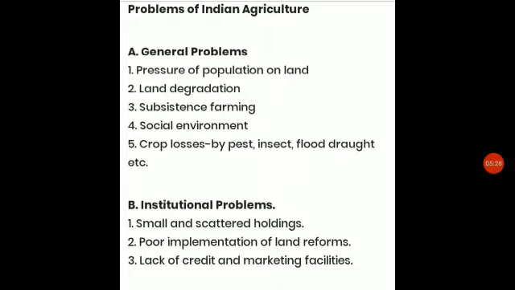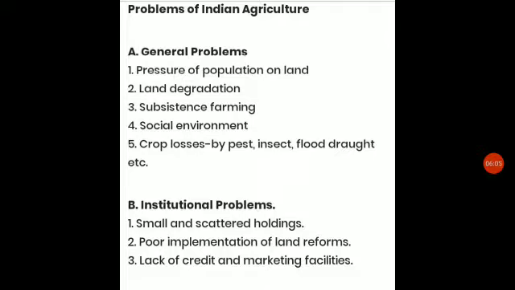Subsistence farming, farming for self-consumption, was the basic idea. Social environment. Basically, people associated with agriculture were orthodox, conservative, and did not take any interest to bring about improvements related to land. Crop losses. Damage of crops caused by pests, insects, calamities like flood, drought, etc.